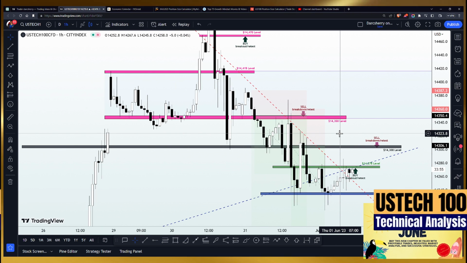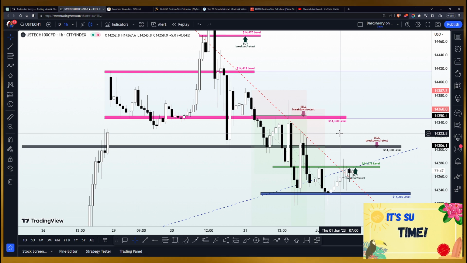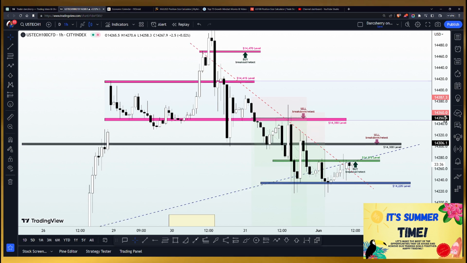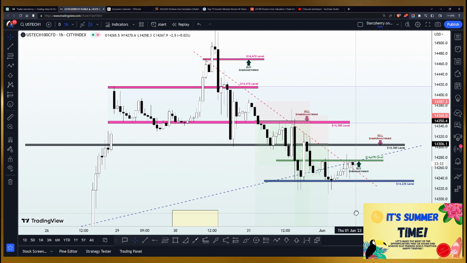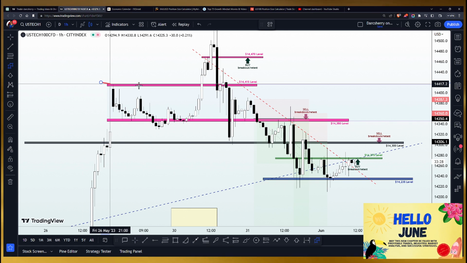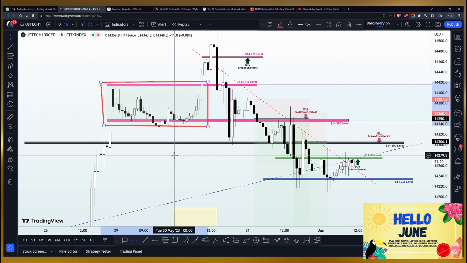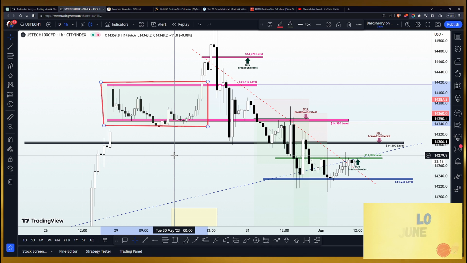we have been selling the USTech100 since the beginning of the week, though we haven't really seen a significant bearish momentum at this particular point in time, as things are still looking a little bit more bullish based on the current structure we have here. And remember, at the beginning of the week, we had a flat channel where price action was initially ranging between the $14,415 level and the $14,350 area.